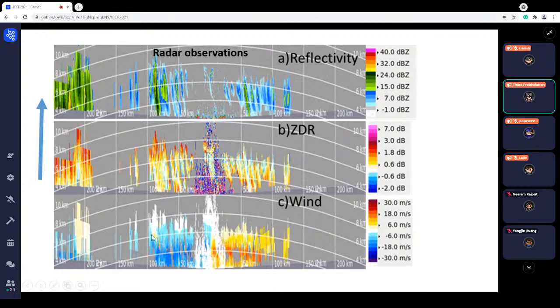Wind is indicating this jet core over the region. So basically, this orography is indeed having a significant impact on the clouds over the region, and they are also indeed influenced. They are very much dynamically driven as well.